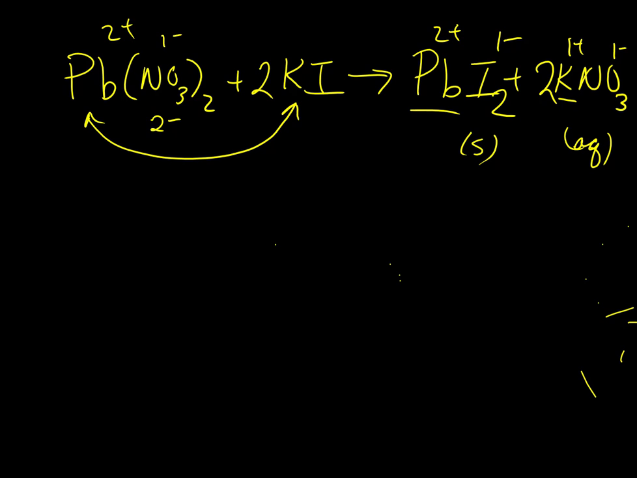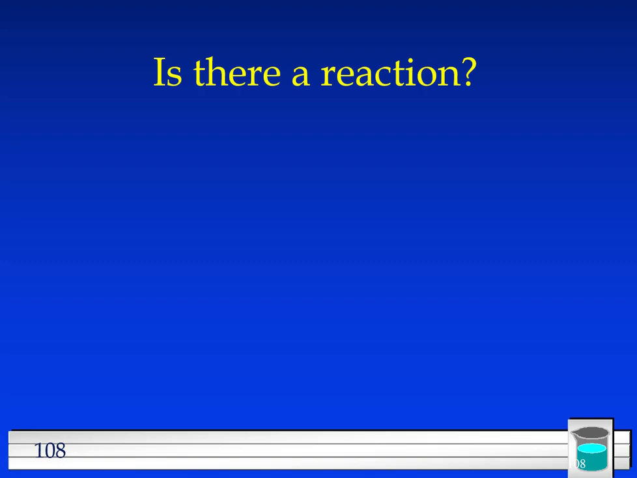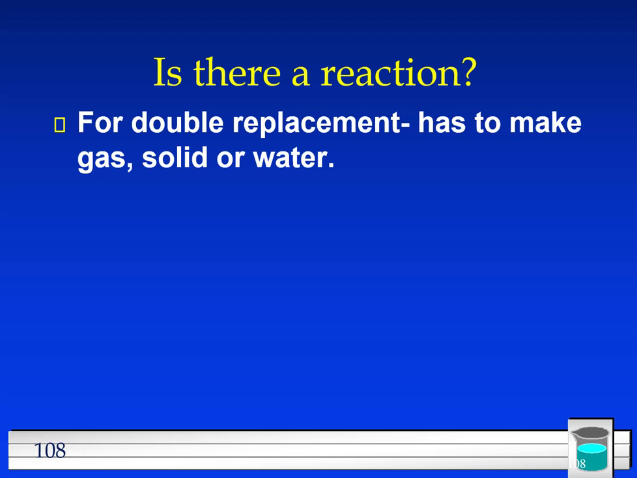All right. So now we're going to be able to answer, with double replacements, is there a reaction? Single replacement, we can use the activity series. Double replacement, we can't. Because with a double replacement, there's going to be one on top and one on the bottom, but there's also going to be one on the bottom and one on the top. So if a double replacement is going to happen, it's going to make a gas, a solid, or water.